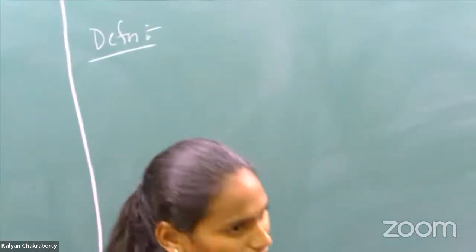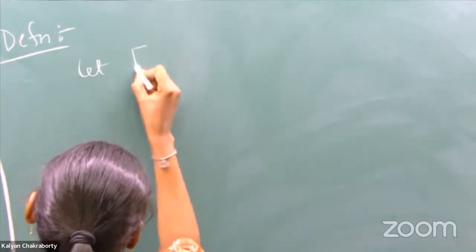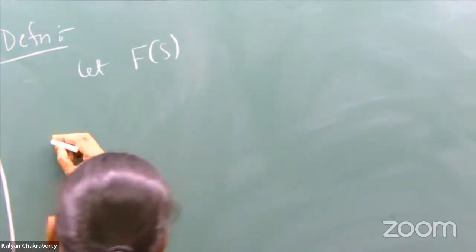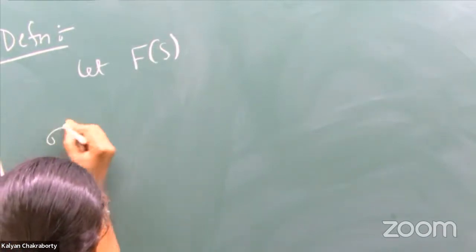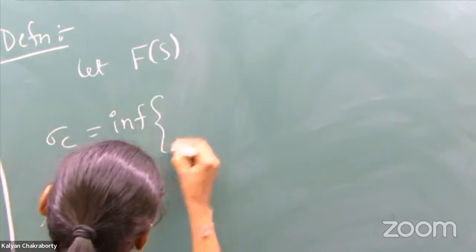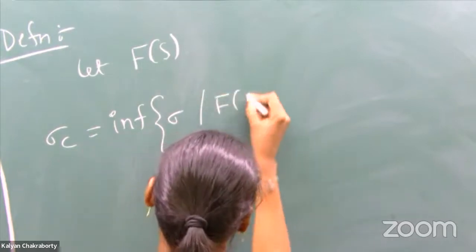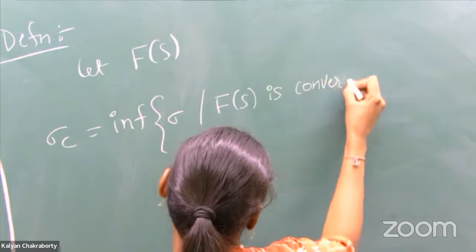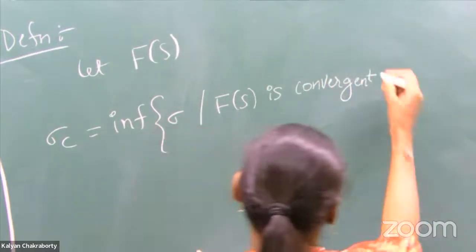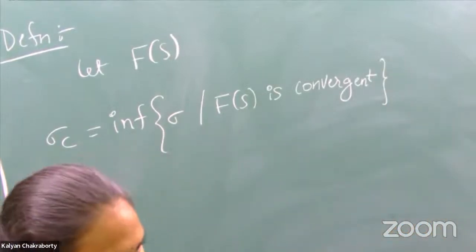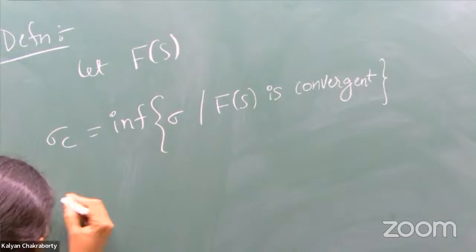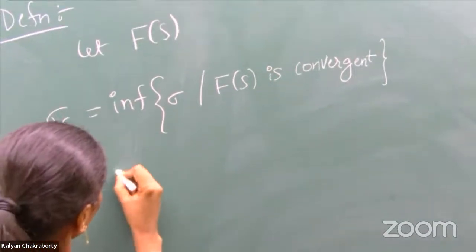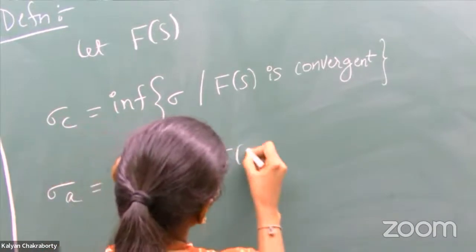Then the definition of the axis of convergence of a Dirichlet series. Take any Dirichlet series f of s, where s is a complex number. Then the axis of convergence is given by sigma c, such that f of s is convergent. Similarly, the axis of absolute convergence is given by sigma a, such that f of s is absolutely convergent.